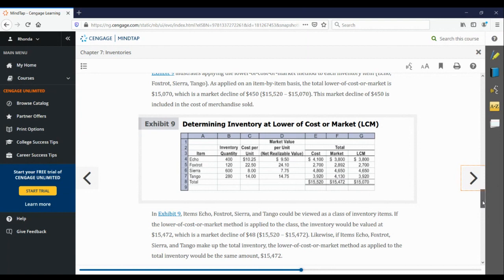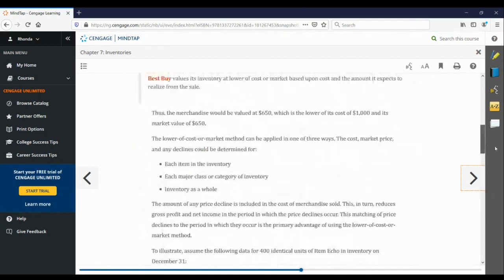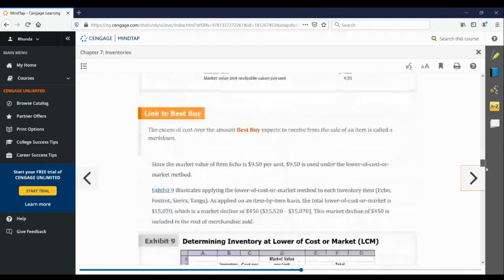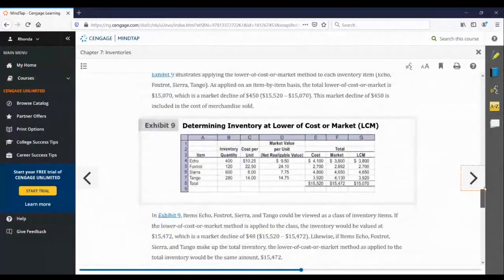Now, we've also said that management might choose to apply this to the inventory as a whole. And if that's the case, instead of coming up with this column right here, we would just leave this off, and we would record our cost, and then we would record our market value of those ending inventory items.